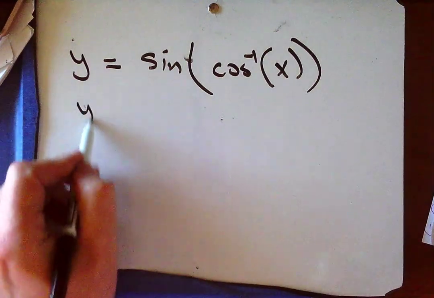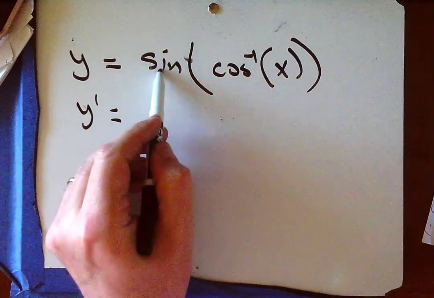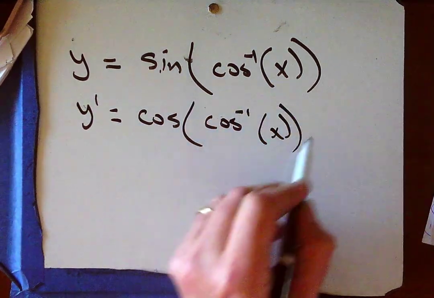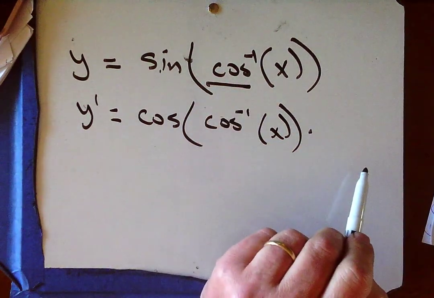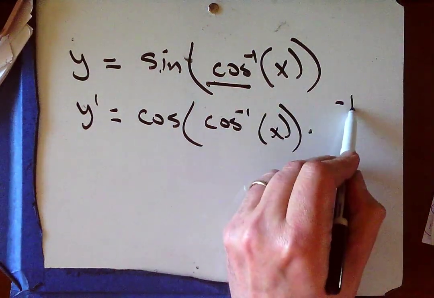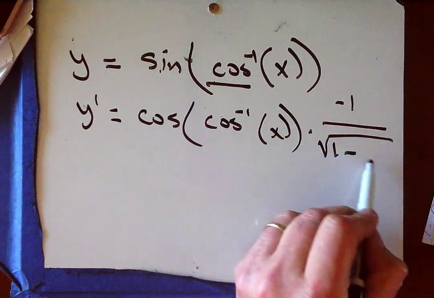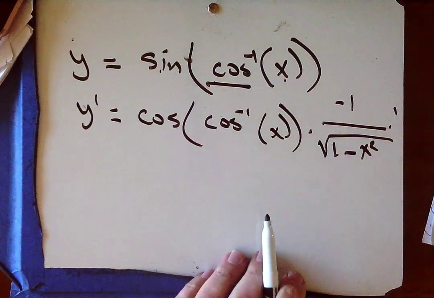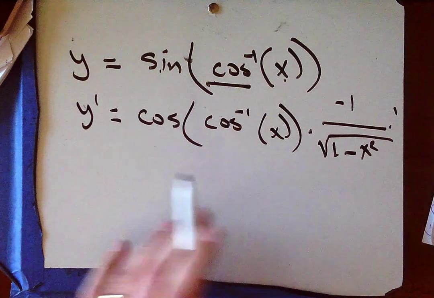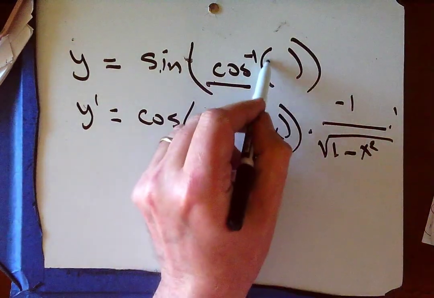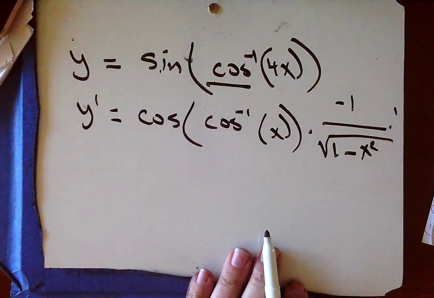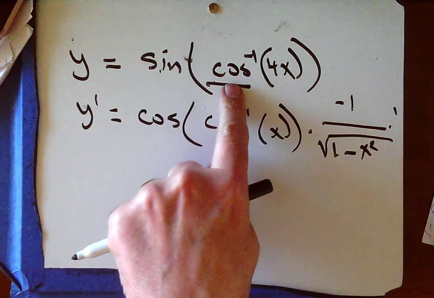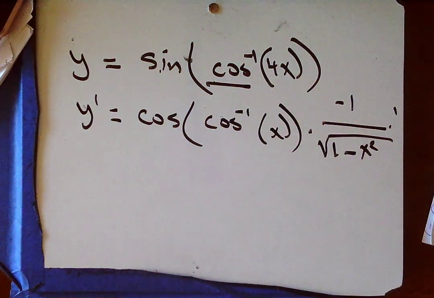So y prime then is going to be what? The derivative of sine, cosine, leave the inside stuff alone, times the derivative of the next inner function. The derivative of inverse cosine is negative 1 over square root of 1 minus stuff squared times the derivative of stuff. So there's my answer. How does this change if I put a 4x here? Please show me what the derivative of sine of inverse cosine of 4x would be.